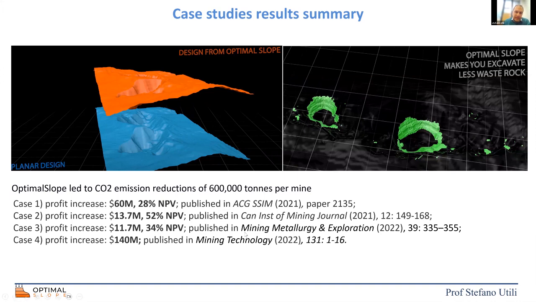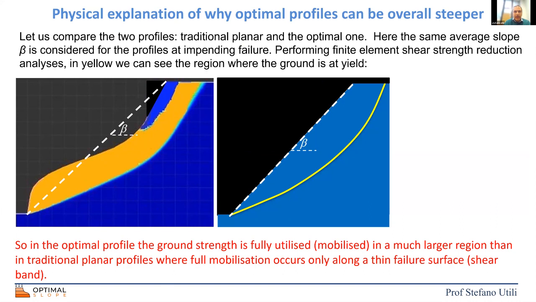And in terms of carbon footprint, obviously it varies, because the larger the mine, the more you save. But just to give an average, the reduction was 600,000 tons per mine. Here I just want to give a quick explanation, a hint of why a better shape can be trusted in terms of allowing steeper slopes.